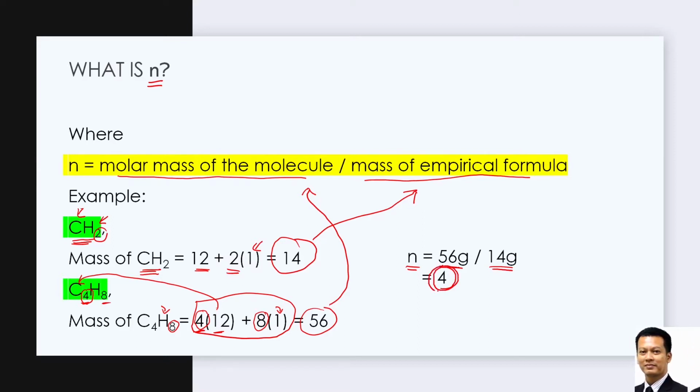So that is the relationship between molecular mass and empirical formula. And also, what is N? How does N come into this equation?